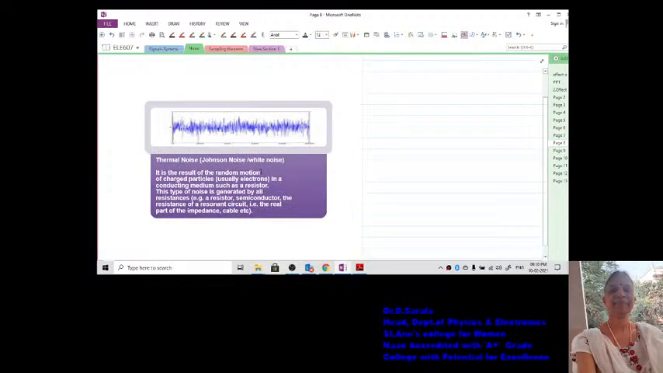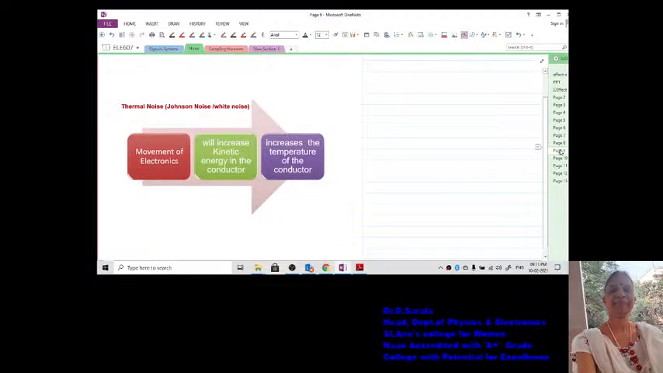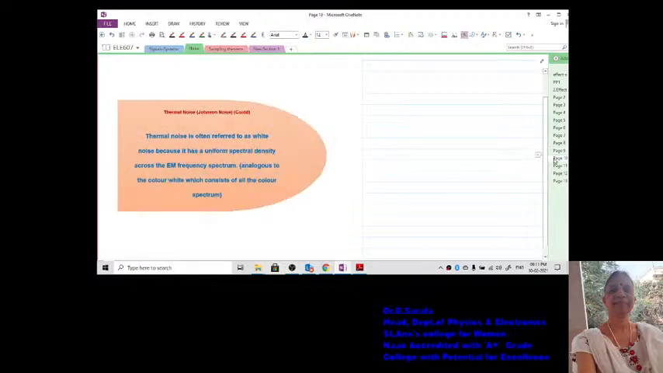This is thermal noise. This is a result of the random motion of charged particles in a conductive medium such as a resistor. This is generally created, as you can see, this is a picture of noise. Generally in cables and impedance measurements, you will find this kind of error. Why is this coming? Because of the movement of electrons, the kinetic energy will increase, which in turn increases the temperature. So that is the result that you are able to see. This is often referred to as white noise because it has a uniform spectral density across the EM spectrum.